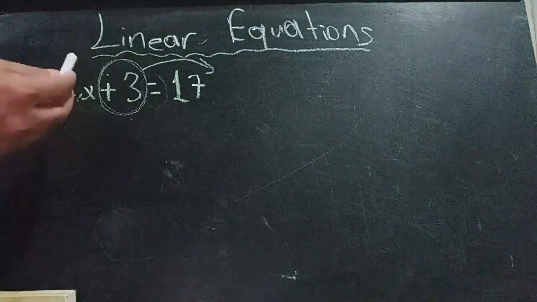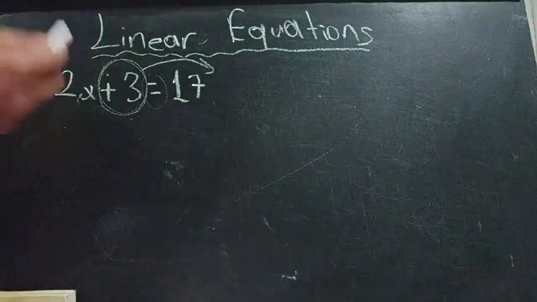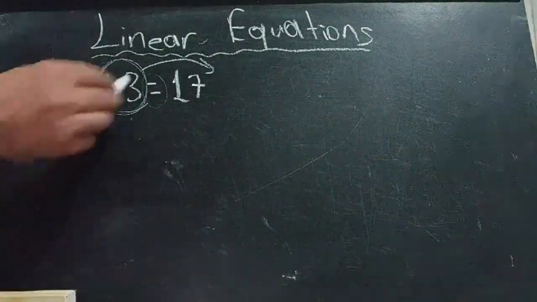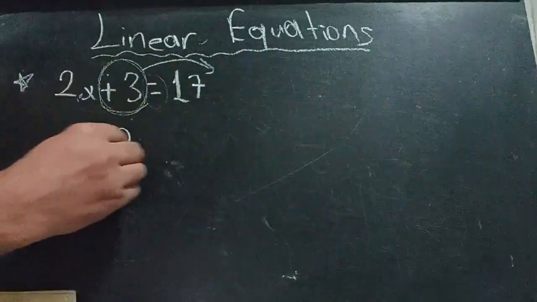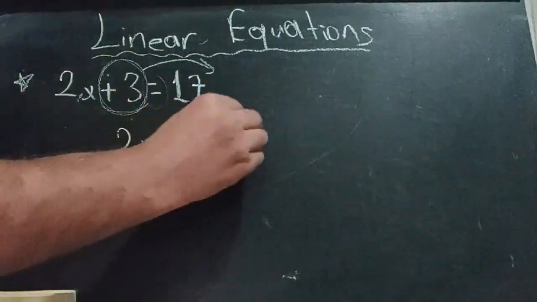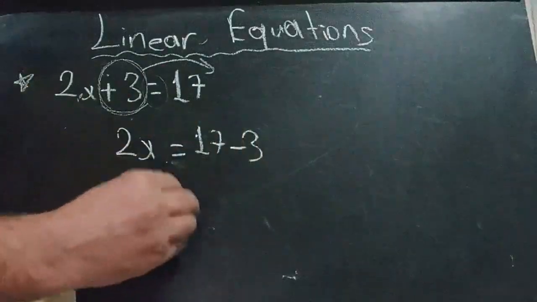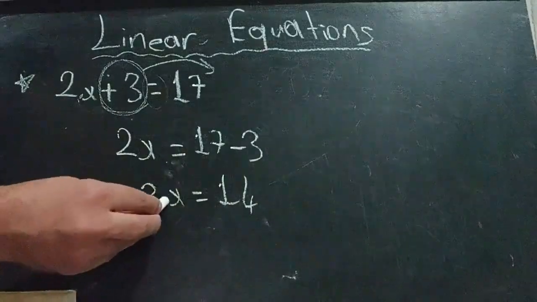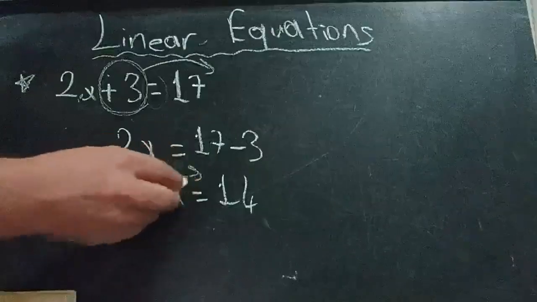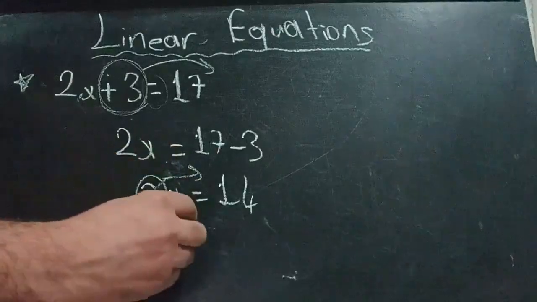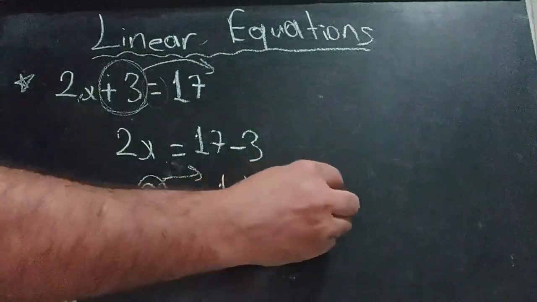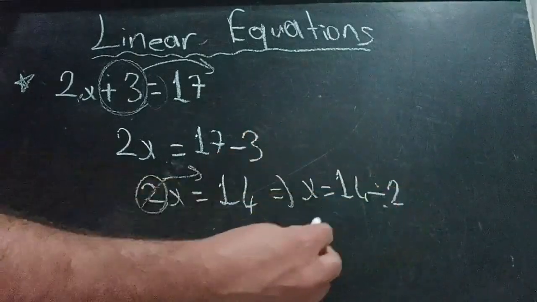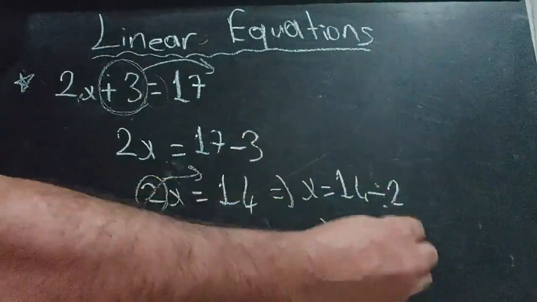And then I say that you are going to use the inverse operation of the number. That means this is going to be subtraction. So 2x equals 17 minus 3. 2x equals 14. I'm looking there. I have still one number there. This is going to the other side as division. x is going to be 14 divided by 2. So x is 7.